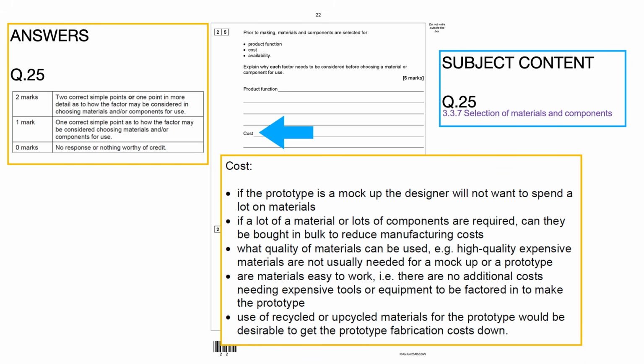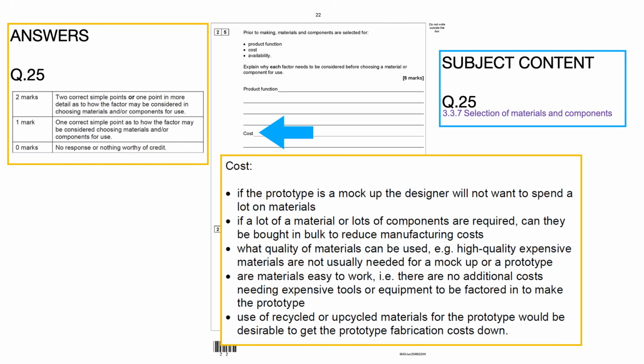Now, when it comes to cost, if the prototype is a mock-up, the designer will not want to spend a lot on materials. If a lot of material or lots of components are required, can they be bought in bulk to reduce manufacturing costs? What quality of materials can be used? For example, high quality expensive materials are not usually needed for a mock-up or a prototype. Are materials easy to work with, meaning there are no additional costs needing expensive tools or equipment to be factored in to make the prototype?